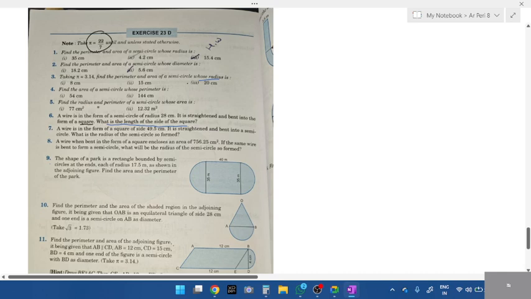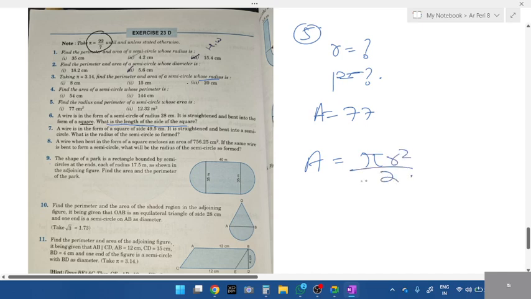In the fifth one, what is given? What are the two values we need to find? Radius and perimeter. What value is given to us? Area is equal to... whose area? Area is equal to 77. Good. If area is given, use the area formula. What is the area of a semicircle? Area is equal to pi r square by 2. In place of area, what do you have to substitute? 77. For the pi value, you have to take 22 by 7, into 2 into r square. Yes, we'll complete one question.